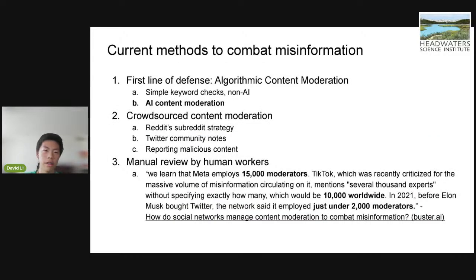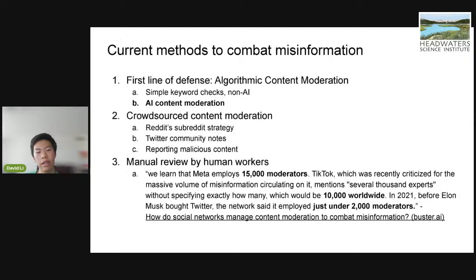Currently, of course, social media platforms want to combat misinformation because it has negative impacts on society and also their platform. They employ 3 methods. The first method is simply algorithmic content moderation. Some platforms like Twitter use simple keyword checks. For example, if you were to tweet derogatory language or something containing a racial slur, it would be flagged and hidden. Other sites also use AI content moderation, which is what we're going to be focusing on today.